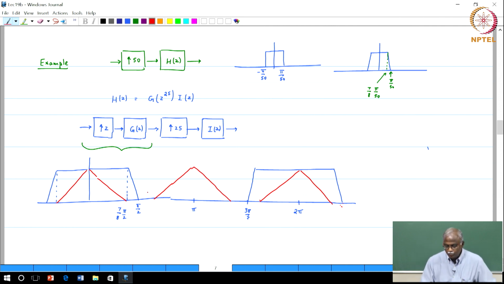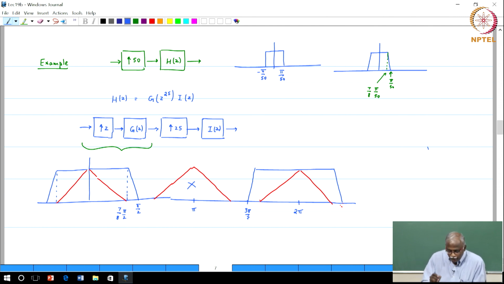Now, how did this image get killed? Because the blue filter removed it. The blue line kills this portion. So, the input signal is the red spectrum, upsampled by a factor of 2, and you will have an image at pi. Apply a low pass filter with cutoff pi by 2 and passband 7 by 8 pi by 2. Again, this is reasonable, not a very sharp filter, and this will kill the image here.